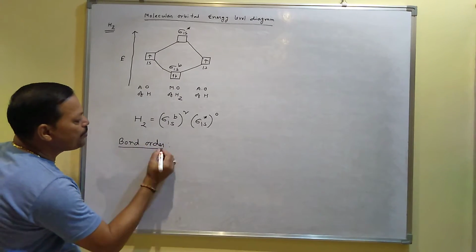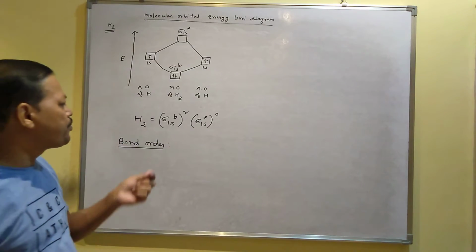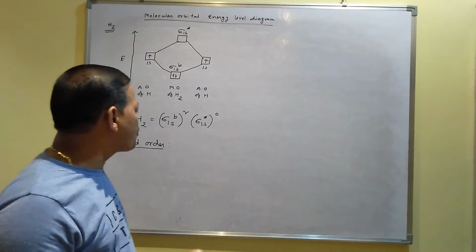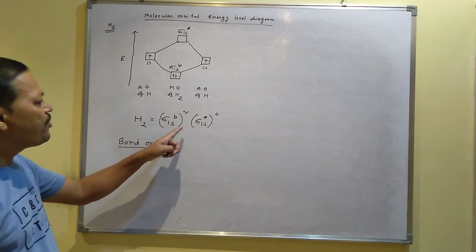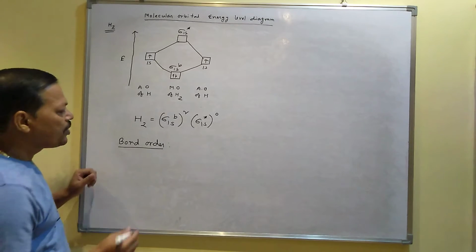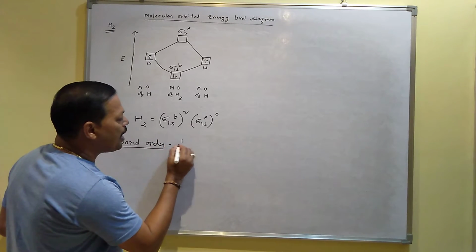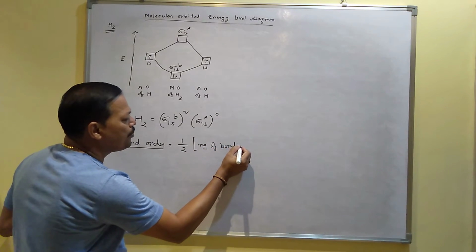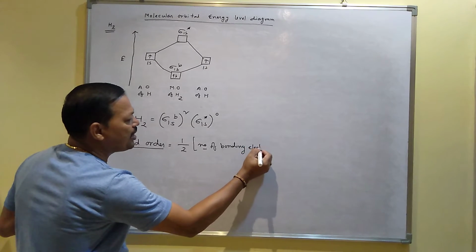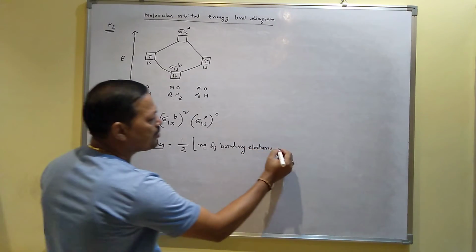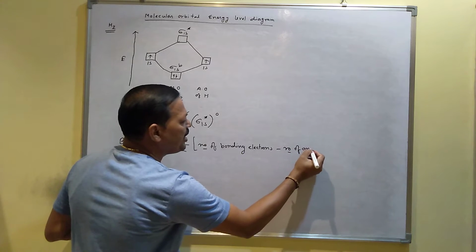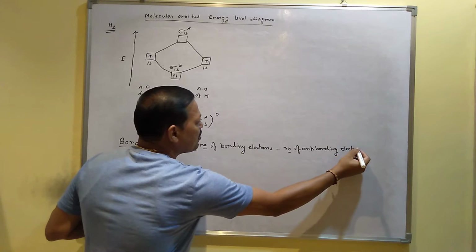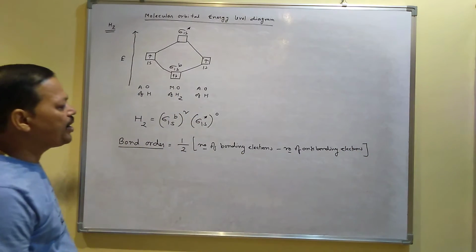What is bond order? Bond order means how many bonds are present between these two hydrogen atoms. How many bonds are present in a molecule, that is called bond order, and you can find out the bond order from this electronic configuration. How? There is a formula. Bond order is equal to half of the number of bonding electrons, how many electrons the bonding molecular orbital contains, minus the number of anti-bonding electrons, how many electrons the anti-bonding orbital contains. By applying this formula, you can find out the bond order.